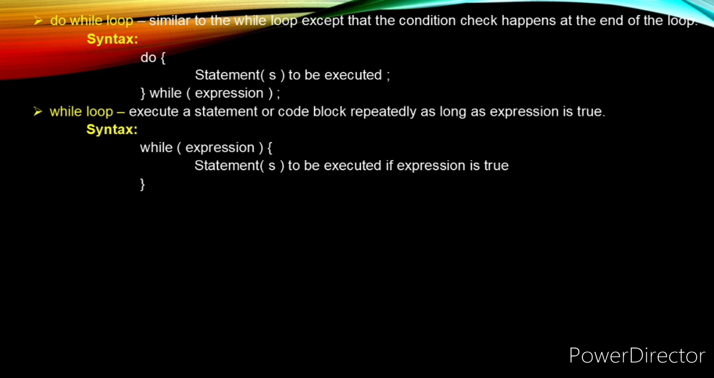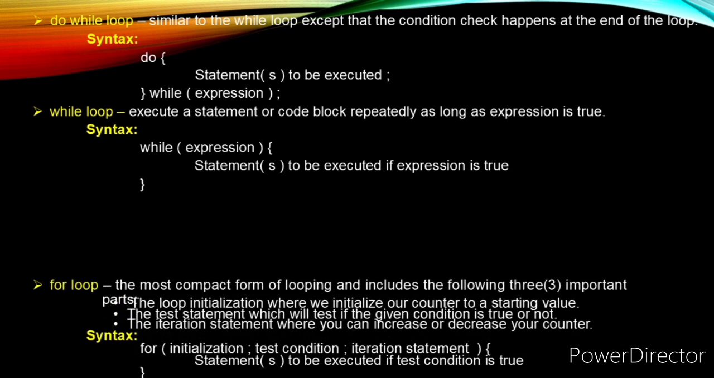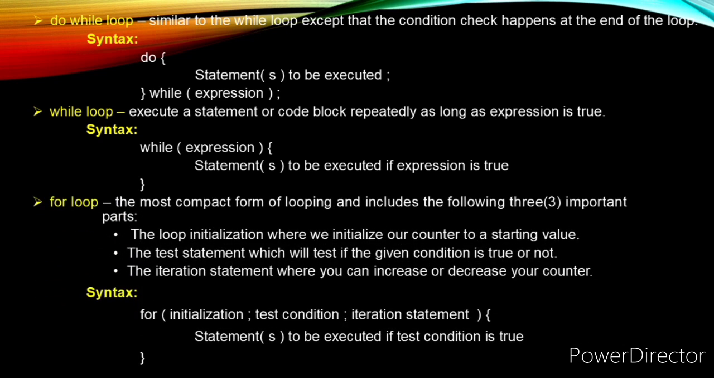4. While loop. The purpose of the while loop is to execute a statement or code block repeatedly as long as the expression is true. Once the expression becomes false, the loop will be exited. 5. For loop. The for loop is the most compact form of looping and includes the following three important parts.